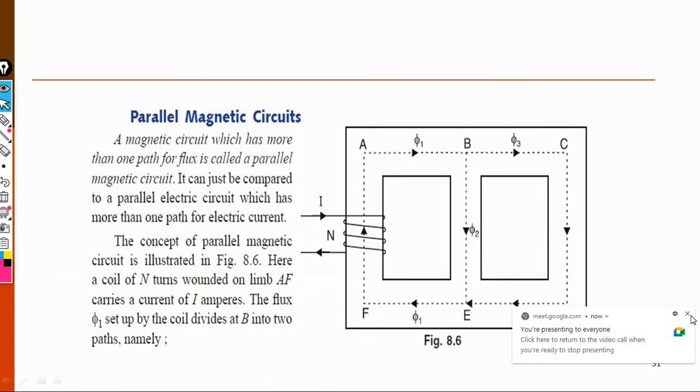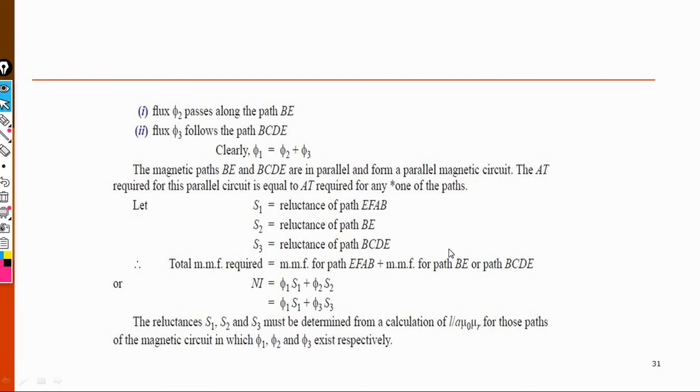Then also we need the expression, that is phi 1 is equal to phi 2 plus phi 3. Here S1 is the reluctance of path EFAB, S2 is the reluctance of path BE, and S3 is the reluctance of path BCDA. Now we have to calculate the total MMF: the MMF for path EFAB plus the MMF for BE and BC.